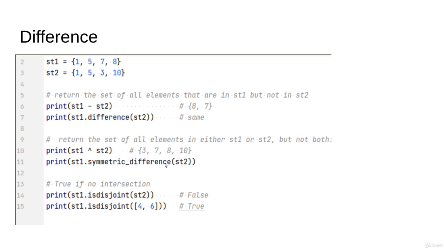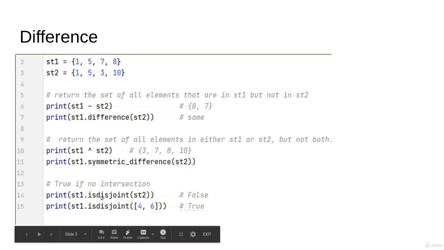There is also what we call a symmetric difference using this operator. It is returning the elements that are either in set 1 or in set 2, but not in both of them. For example, the 7 and 8 will be considered and 3 and 10 will be considered. Probably the symmetric difference is just the union of the difference of set 1 minus set 2 and set 2 minus set 1. There is also isdisjoint, which is checking whether there is no intersection or not. So st1 isdisjoint with 2, this is false. But isdisjoint with 4 and 6, this is true.